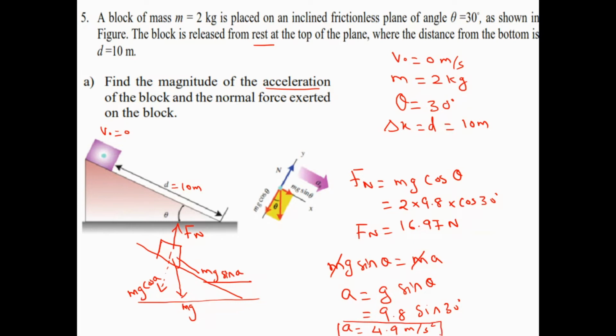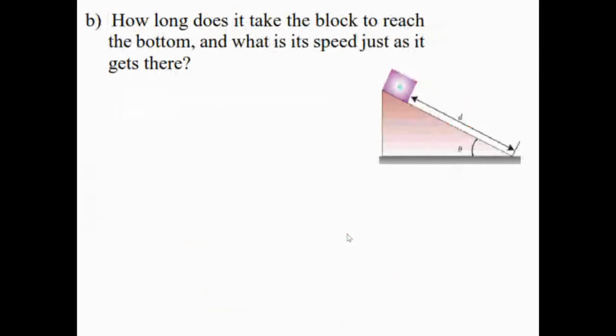So we completed the two answers in the first question. Am I right? We found the normal force as 16.97 and the acceleration is 4.9. Better I can write these values here. What is our normal force value? Our normal force is exactly equal to 16.97 Newton, and the acceleration here is 4.9 meter per second square, because we are going to answer the second part of the question.